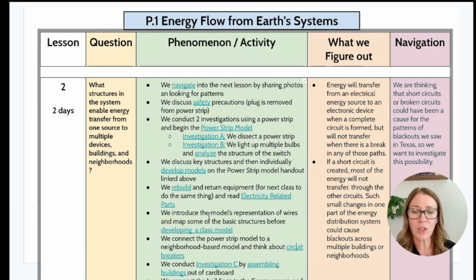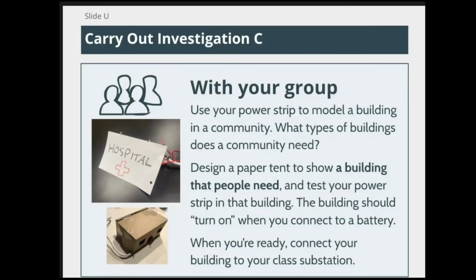So then we're going to move into investigation C, and in this investigation, we're actually going to assemble some buildings. Now, this is fun, and this is called an electric city. It will come back later in the unit. Students can build buildings out of cardboard, or you can just make a paper tent. This looks like one side of paper. And so they're going to be different buildings that are representing our community. It could be a hospital, a school, a home, a grocery store, anything that's in the city.